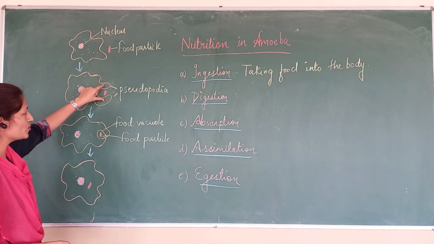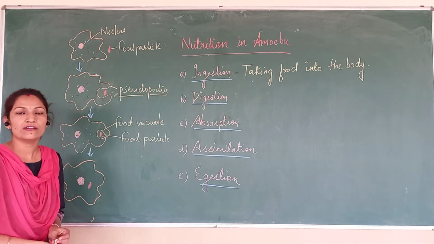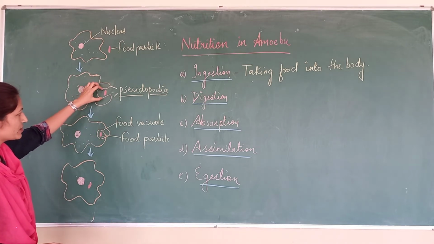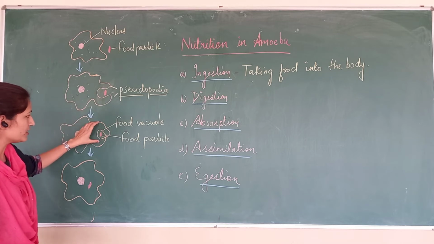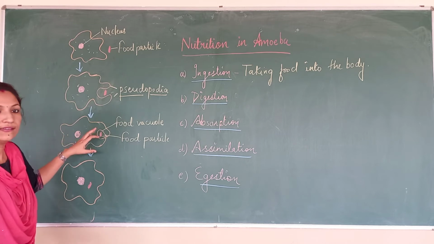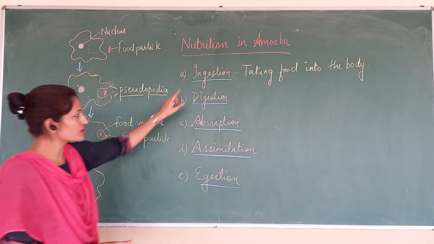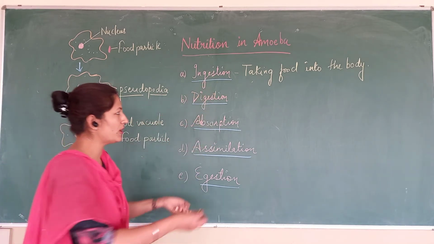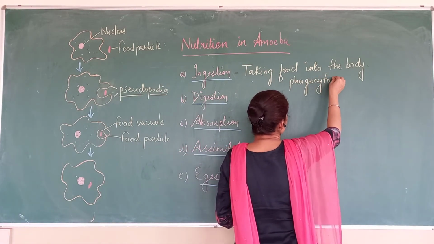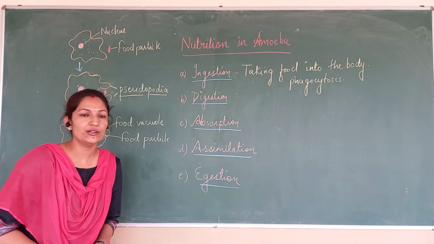So here the pseudopodia, pseudo means false and podia means feet. False because they are temporary. So pseudopodia are formed which are going to trap the food particle, and after trapping, that is going to form a structure which is called phagosome or food vacuole. This process of taking solid food into the body is also known as phagocytosis, a type of endocytosis.